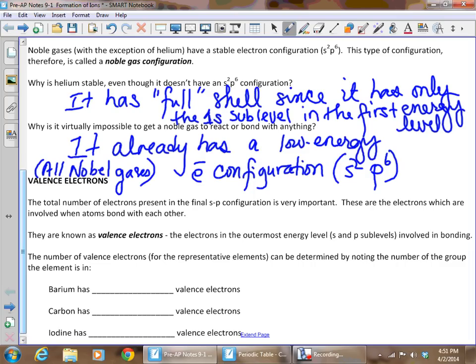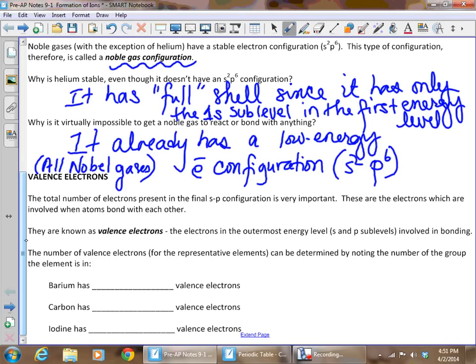We sometimes call that s2p6 configuration a noble gas configuration, as we said up here. So the total number of electrons present in that final sp configuration is very important. These are the electrons that are involved with atoms when they bond with other atoms. So we need a special name for them, and we call them valence electrons. The number of valence electrons is the number of electrons in those outside sp sublevels, those outside energy level sublevels.